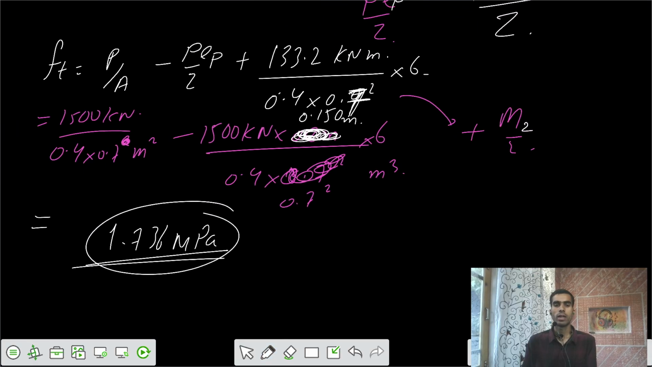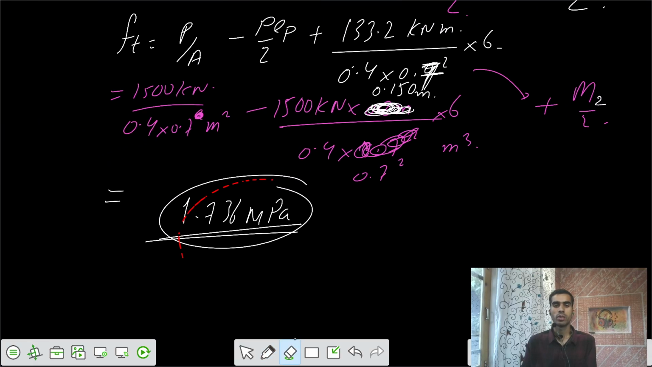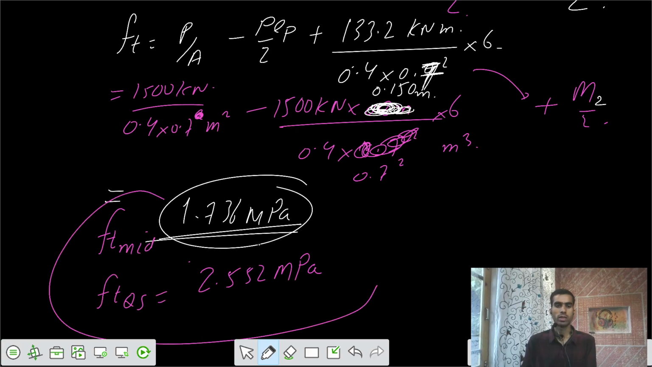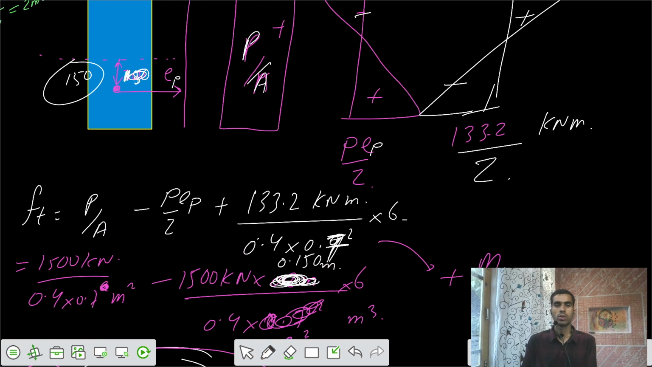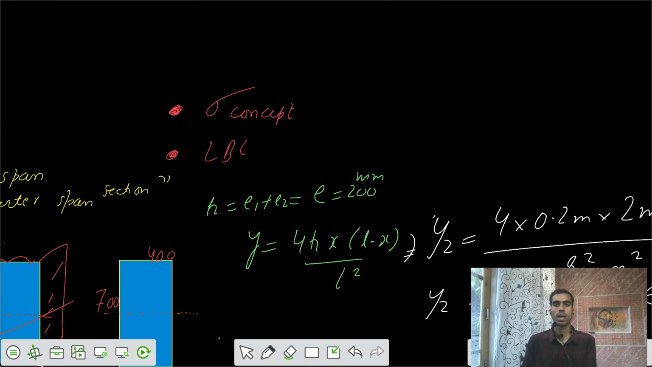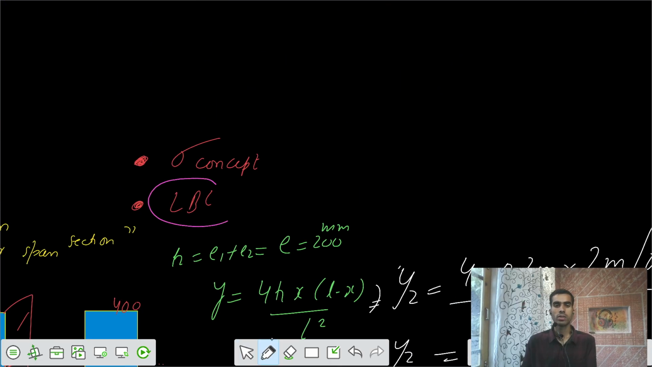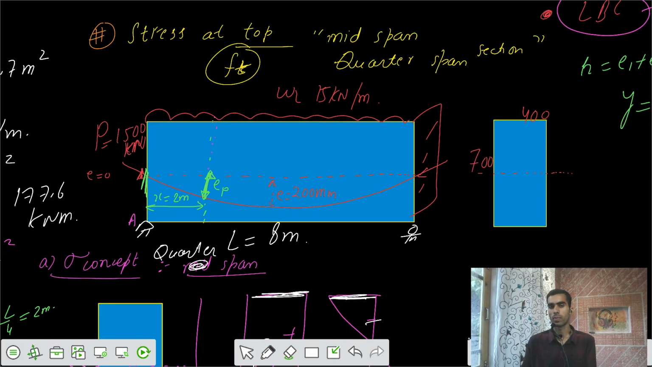Okay. So finally, the stresses at the midspan section are coming out to be 2.552 megapascal. So this is F top at the midspan, and this is F top at the quarter span. So we have these two values. So let's take the second concept, that is the load balancing concept. Let's solve the stresses by the load balancing concept.